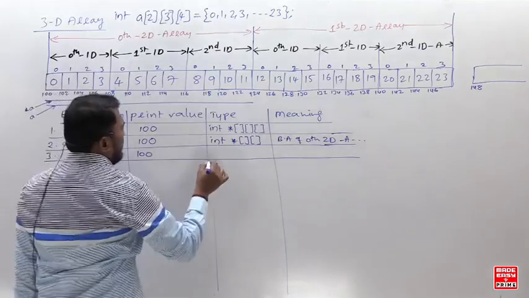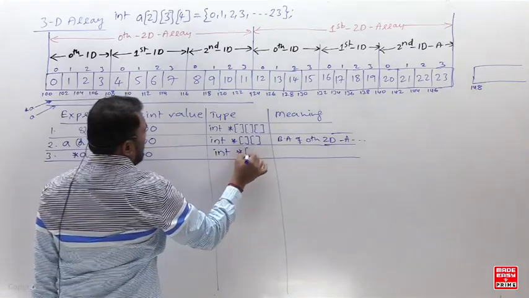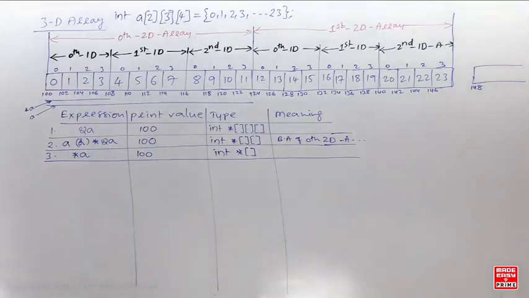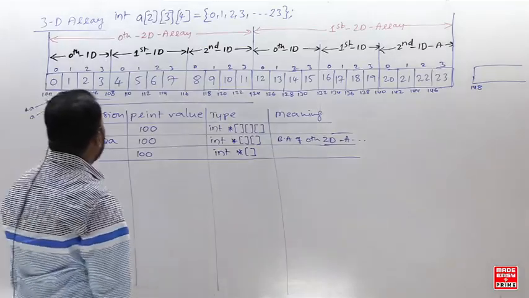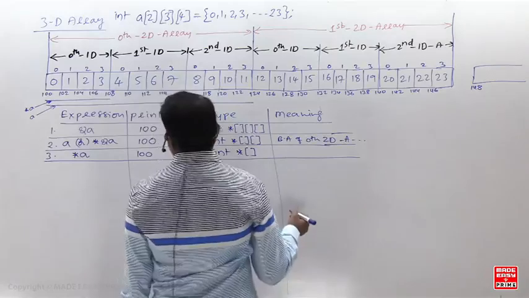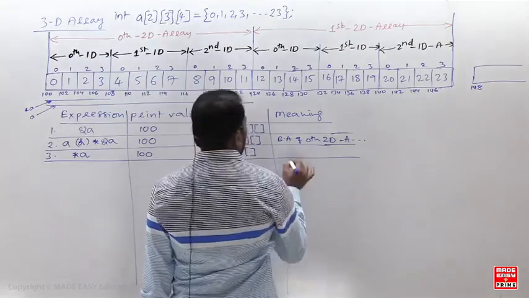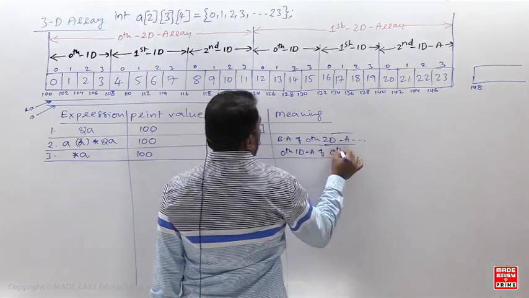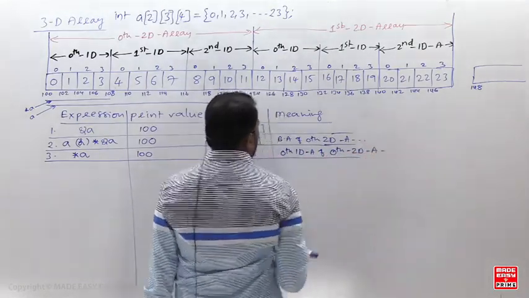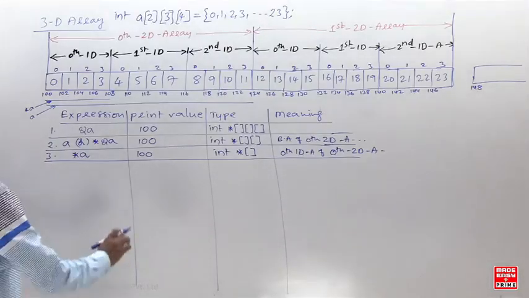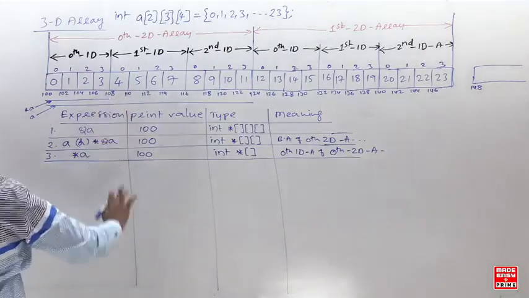So it will print 100 only. But the type is int star single braces. Very good, all are giving the right answer. Now tell me what the meaning is here. Your meaning is important: base address of the 0th 1D array of the 0th 2D array.